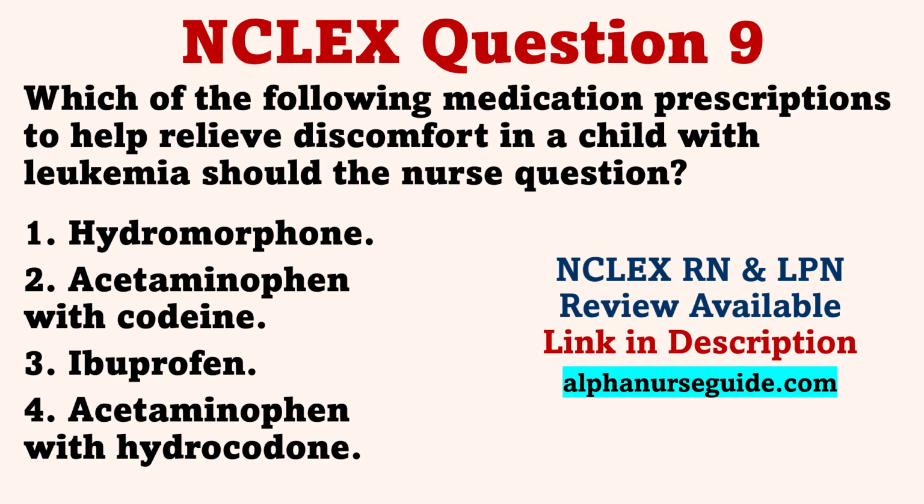The correct answer is 3. Ibuprofen prolongs bleeding time and is contraindicated in clients with leukemia. Non-narcotic drugs other than ibuprofen or aspirin, such as acetaminophen, may be prescribed to control pain and may be used in combination with codeine or hydrocodone if pain is more severe. Hydromorphone may also be used for severe pain.